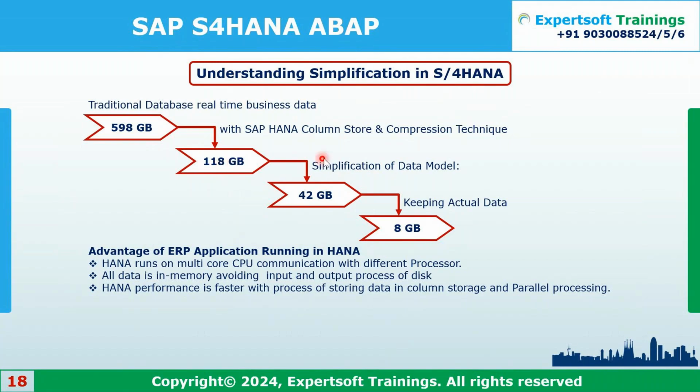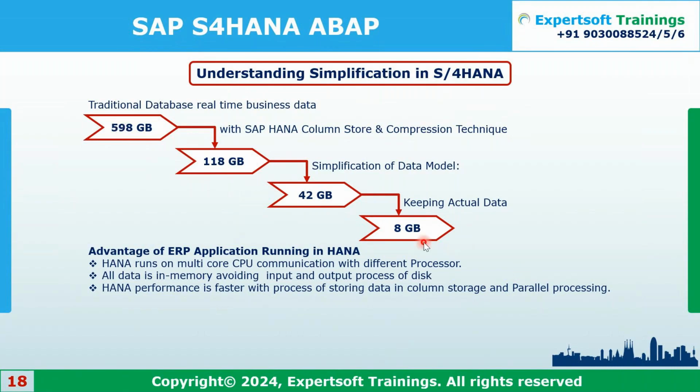Then they used a simplification of the data model. Simplification of the data model means earlier there were 10 tables; now SAP in S4 HANA created 2 tables out of 10. They removed the 8 extra tables. So the 118 GB of data was converted into 42 GB. Finally, if we check the accurate data, there can be junk records also, so that data was converted into 8 GB. We have reduced the data from 598 GB to 8 GB.